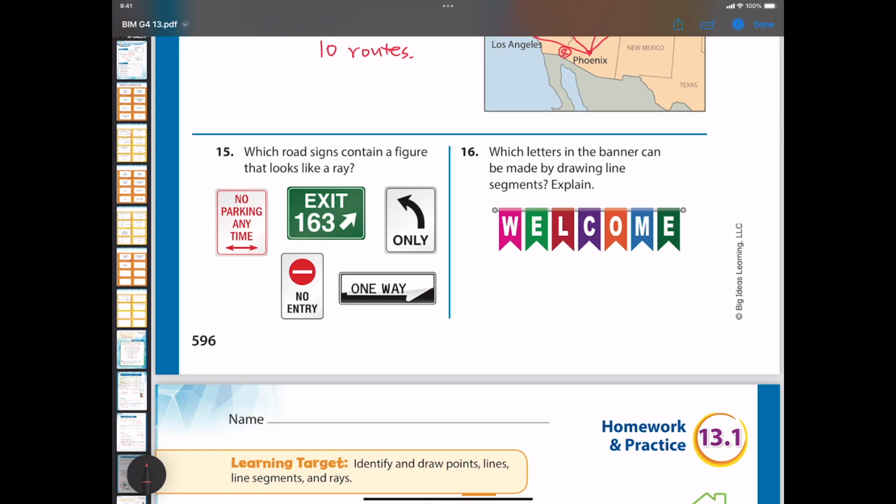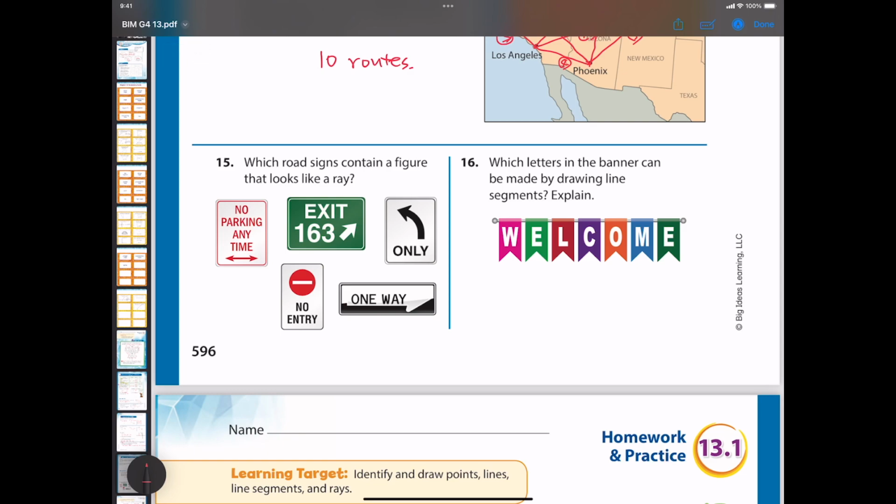Last 2 questions. Which road signs contain a figure that looks like a ray? A ray is a straight line, okay? Ray. One ending point and one side is unlimited, infinity, right? So we'll see. This one has a ray, and one way is like this one, right? So this is also, it has an ending point and one side is what? Unlimited.